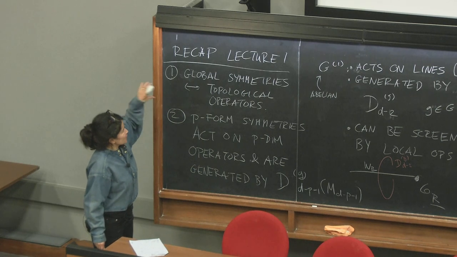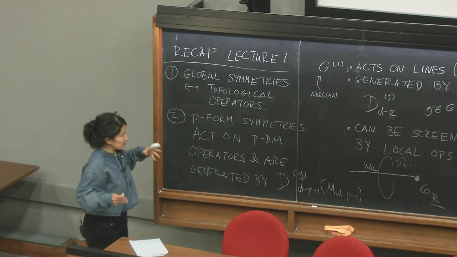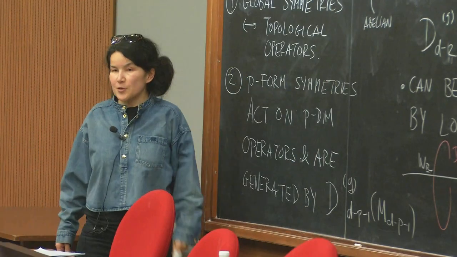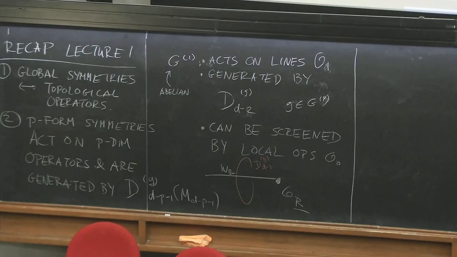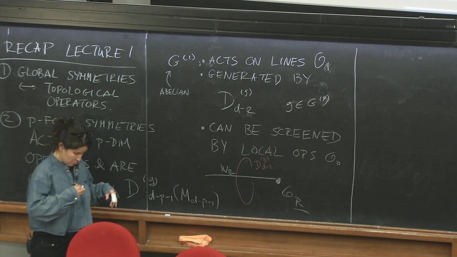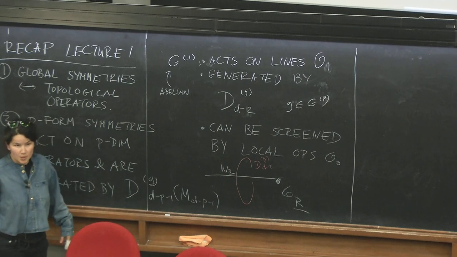So here's a very quick recap of the first lecture. The first lesson that you were told, and then we substantiated it, is that global symmetries we should think of as really topological operators in your quantum field theory. That insight taught us to think about standard symmetries, or what we would now call zero-form symmetries, in a slightly more general context in terms of p-form symmetries. And p-form symmetries act on p-dimensional operators, and they're generated by topological operators, which have to link non-trivially with p-dimensional operators, and those are precisely d minus p minus one-dimensional topological operators.